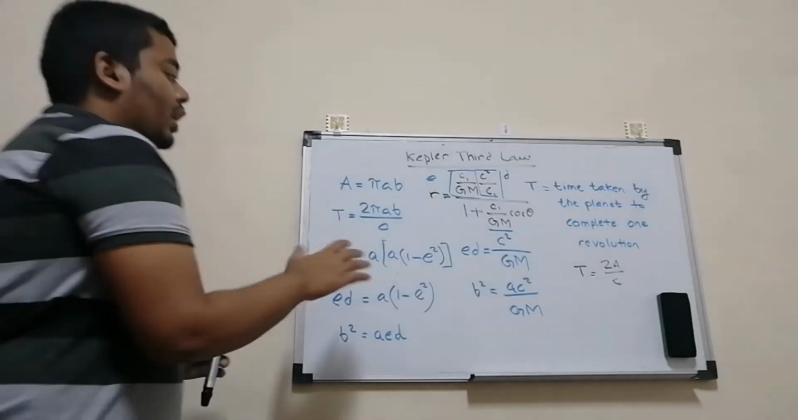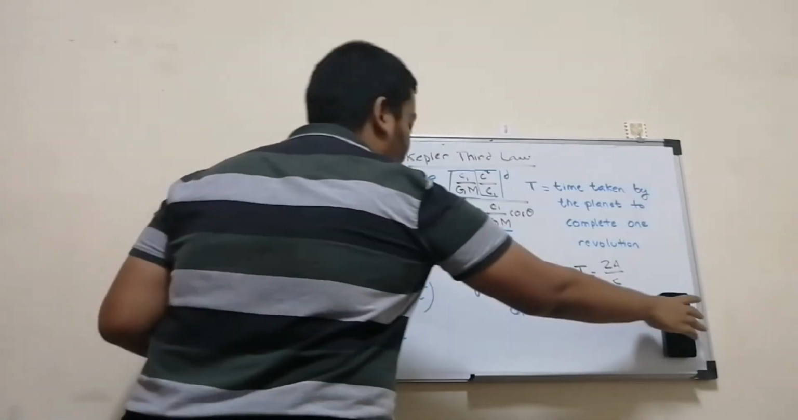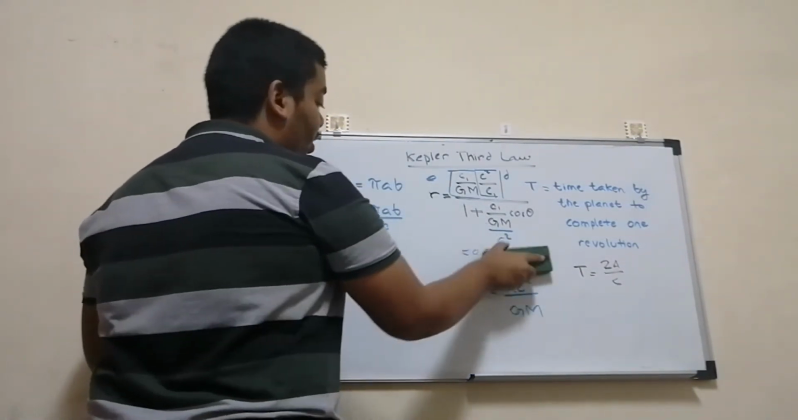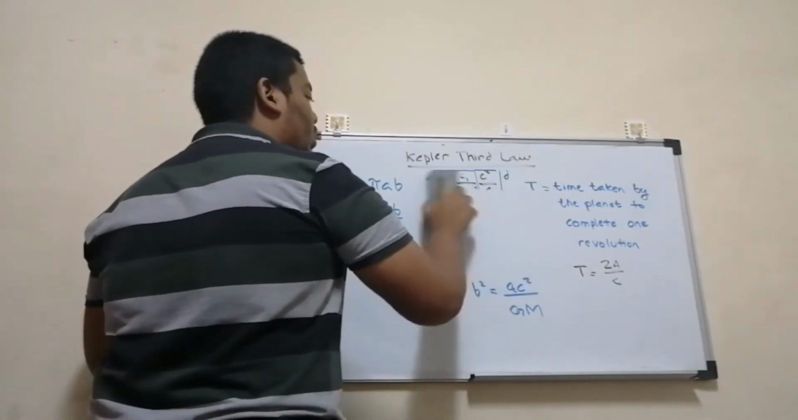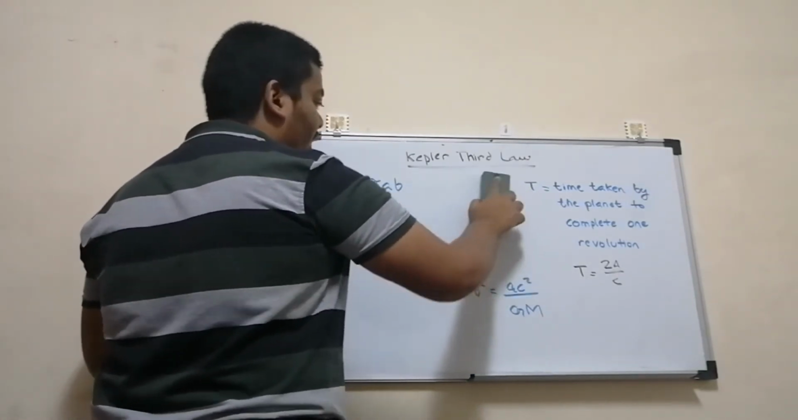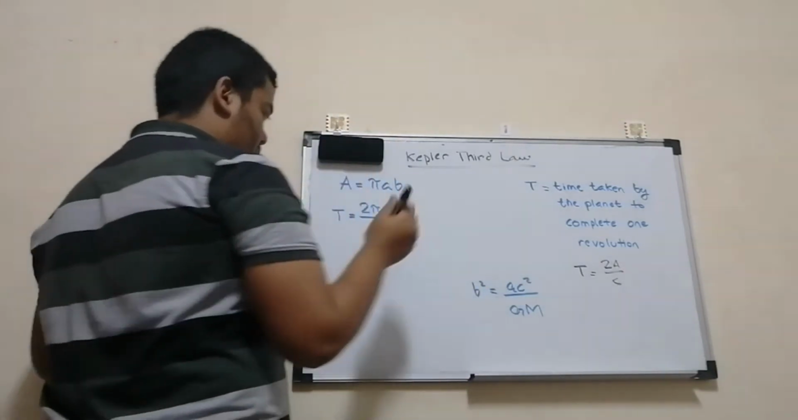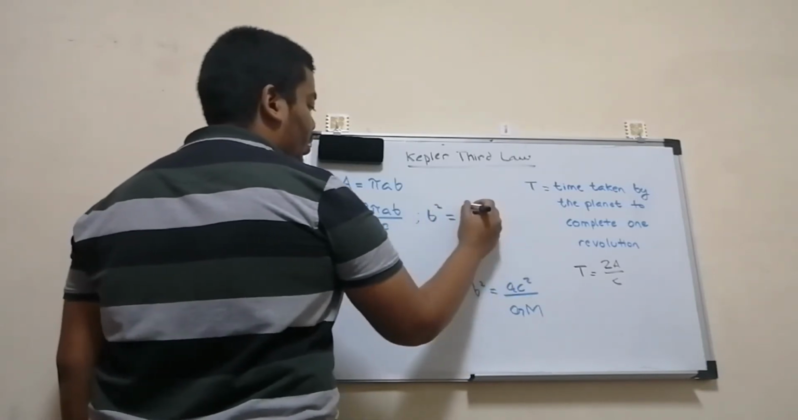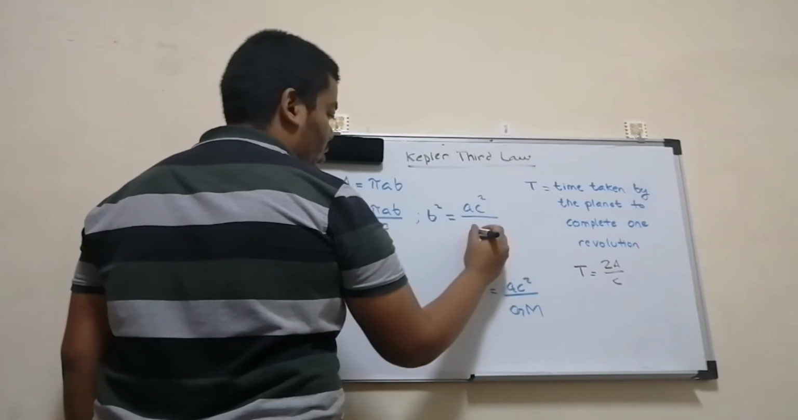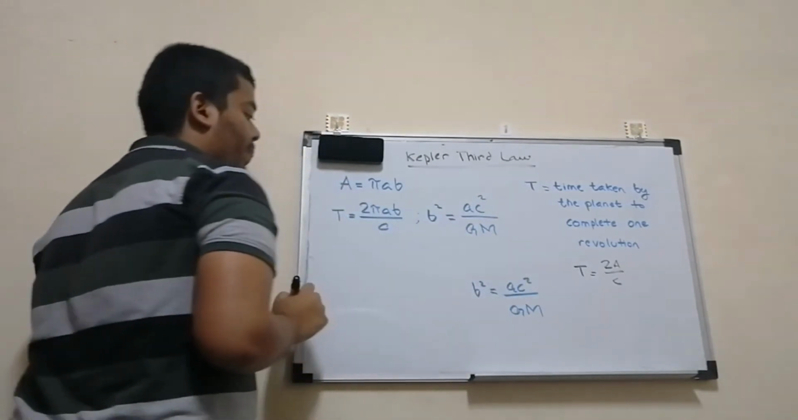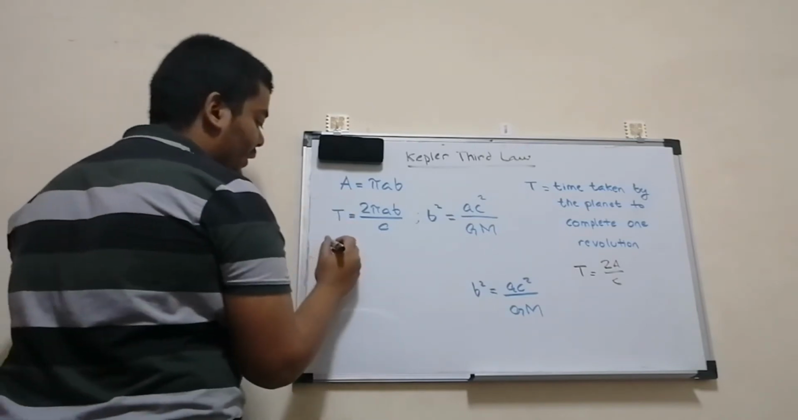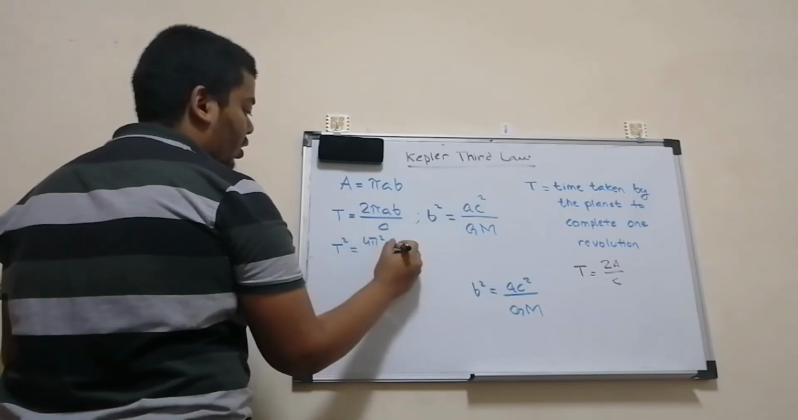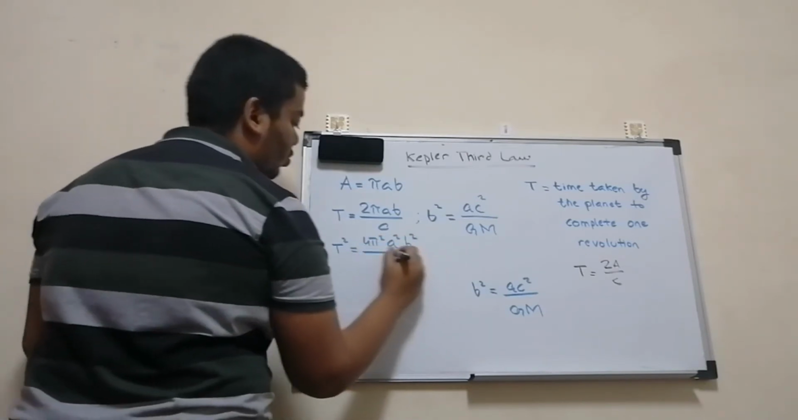So now I'll have this equation and this equation, we'll play around with them, and then we'll see what the third law says. There's a reason I'm not mentioning the third law right now. I'll mention it later when we actually derive it. Okay, you have another equation right here where b squared is equal to a c squared over GM. Now let's take T squared. T squared is given by 4 pi squared a squared b squared over c.